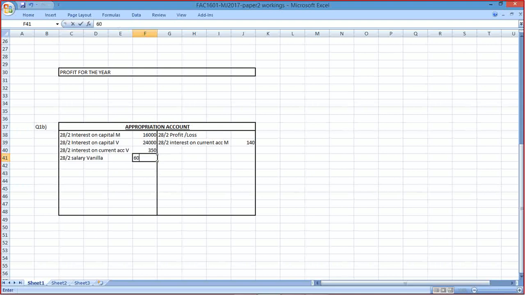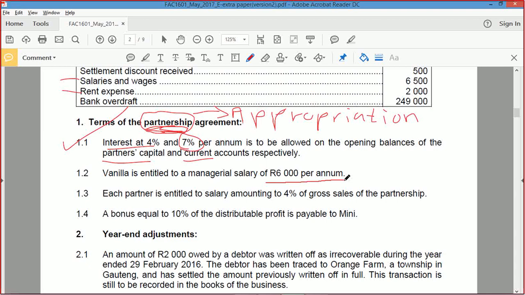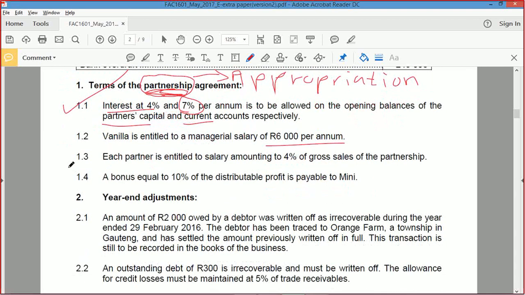So V is going to be getting a salary. How much was it? 6,000 per annum. Okay, it's just one amount of 6,000. If it was per month, then you'd have to times it by 12. Just read the question carefully. Okay, next, do I need point 3?